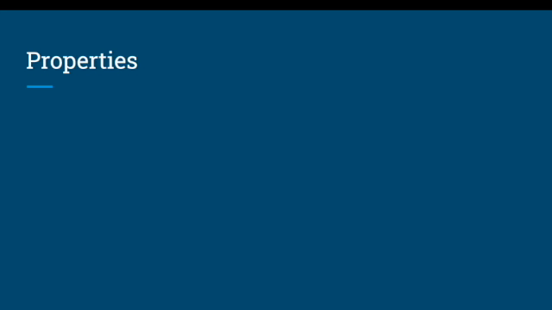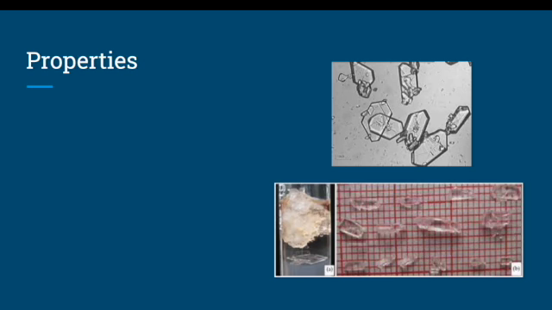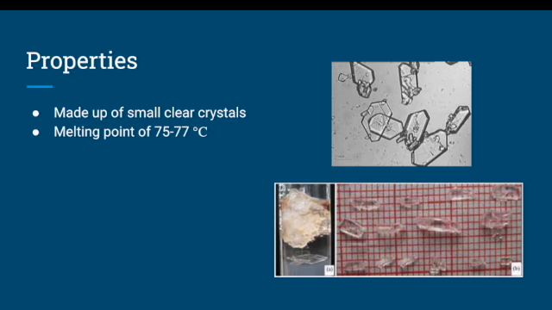Now, as for ibuprofen's properties, in its normal state, it is made up of small, clear crystals and has a melting point of 75 to 77 degrees Celsius. Ibuprofen is part of the non-steroidal anti-inflammatory group, or NSAIDs. Other NSAIDs include naproxen, which is also a common medicine, found in Aleve, and also aspirin.